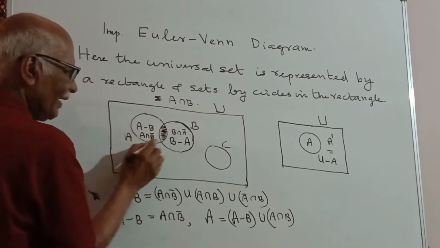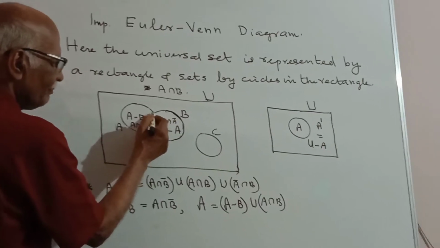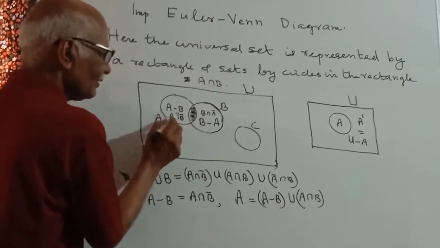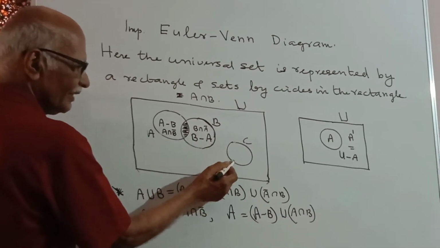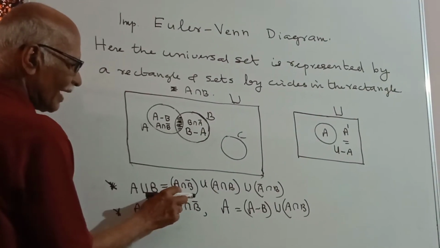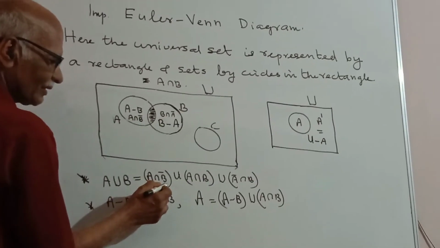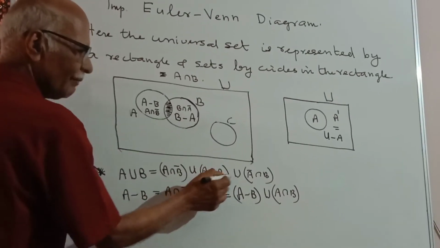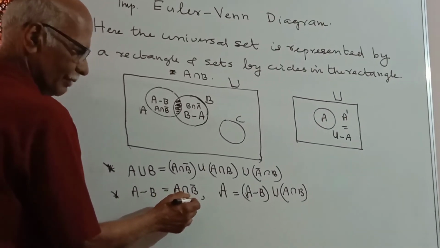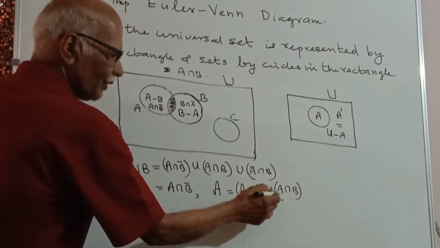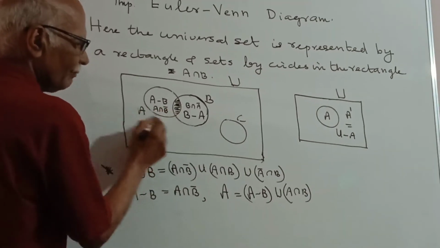So one part of A and the intersection of B bar, outside B. Intersection means common part. So that becomes A intersection B bar. Similarly, this is B minus A. Now C has nothing to do here. Now A union B can be taken as the union of this and this. So it is A intersection B bar, union A intersection B, union A bar intersection B. Now A minus B is important, it is A intersection B bar. A is A minus B union A intersection B. This is A minus B, this is A intersection B, the union produces A.